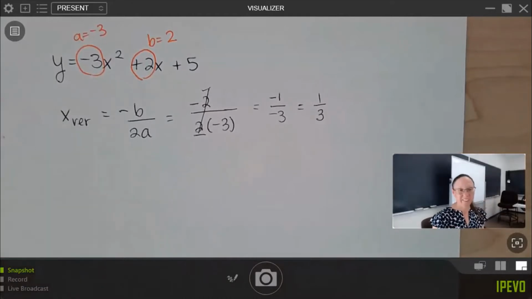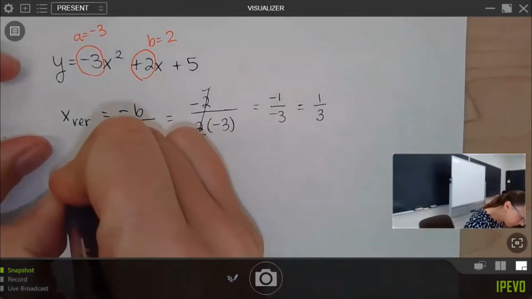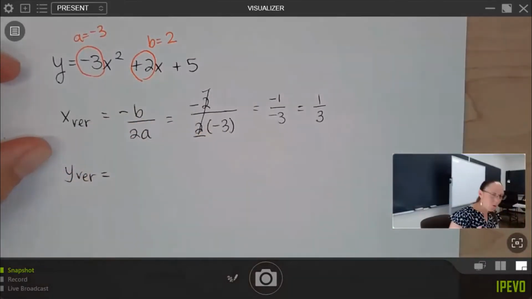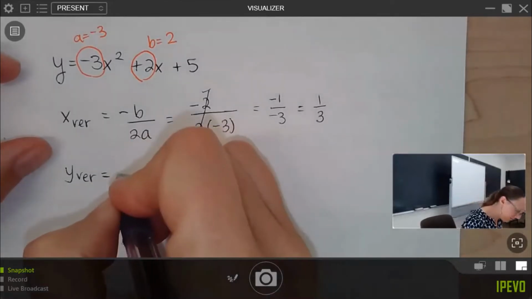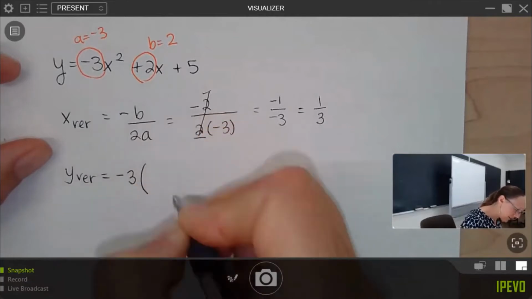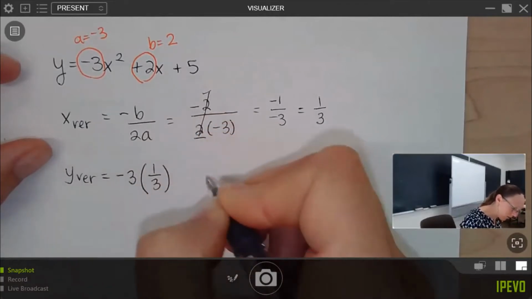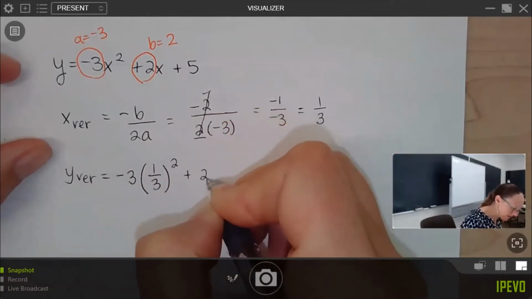Now, once you find the x value of the vertex, you still have to go back and figure out the y value. The one advantage of completing the square is you get both at the same time: you get the x value and you get the y value. But if we're not worrying too much about doing the calculations ourselves, I'll just go ahead and plug in the 1/3 everywhere we have an x.